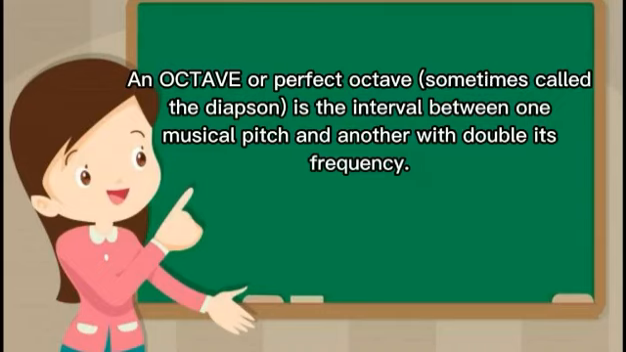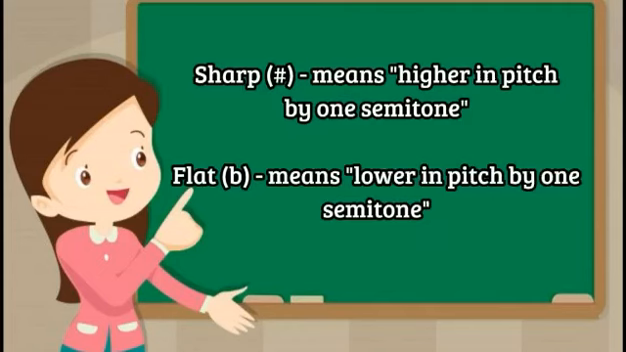Do you know that major scales have sharps and flats? Sharp means higher in pitch by one semitone. Flat means lower in pitch by one semitone. Sharp and flat signs are called accidentals, placed before a note that needs to be raised or lowered.